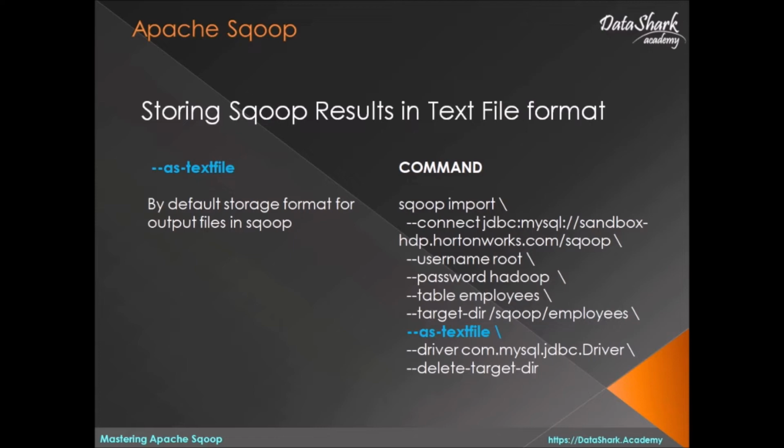By default, Sqoop stores all the data into text file format on Hadoop. If you want to explicitly mention the format, then Sqoop has these different tags. For example, as you can see here, as text file. So let's try this out.